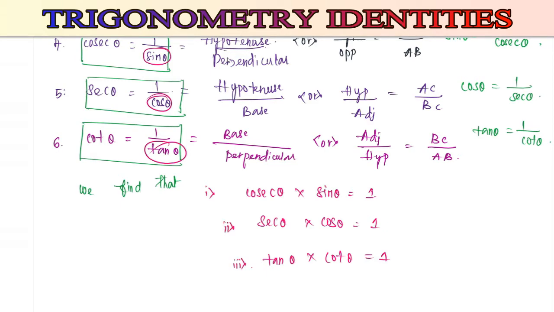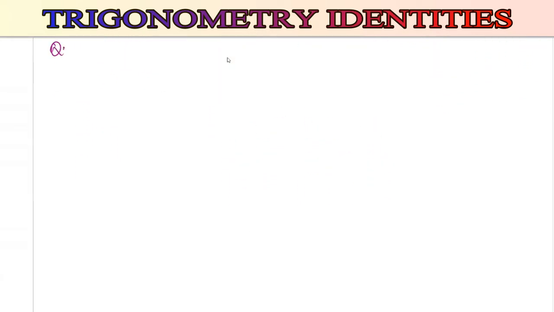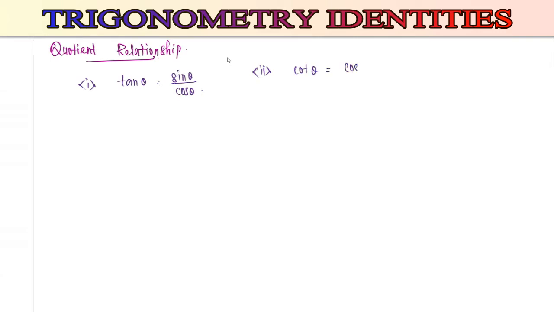Now we'll move to the quotient relationship. In the quotient relationship, we have only two formulas. One is tan theta is equal to sine theta divided by cos theta. The second one, cot theta, is the inverse of tan. It is nothing but cos theta divided by sine theta.